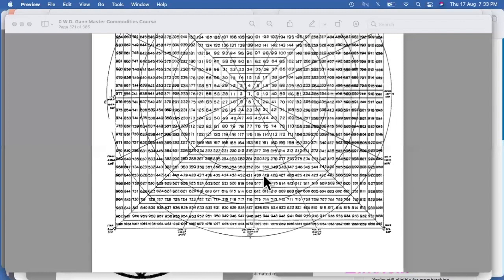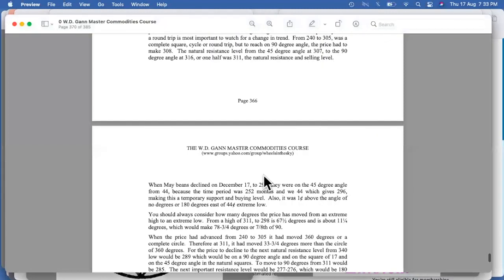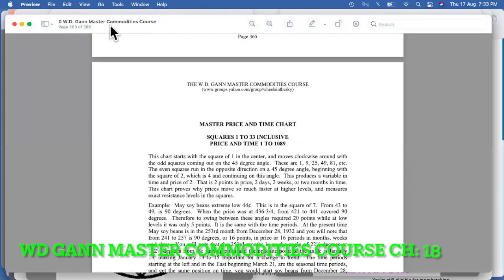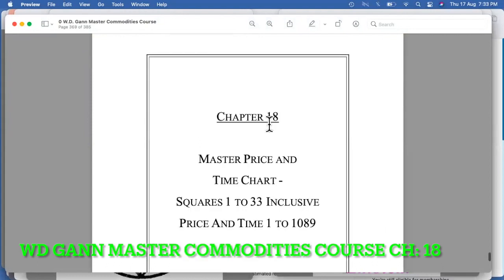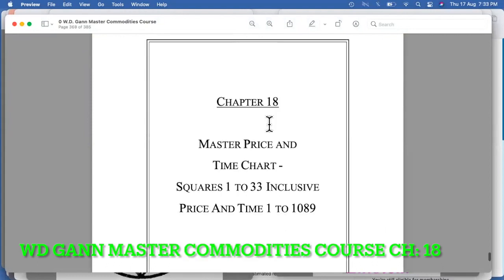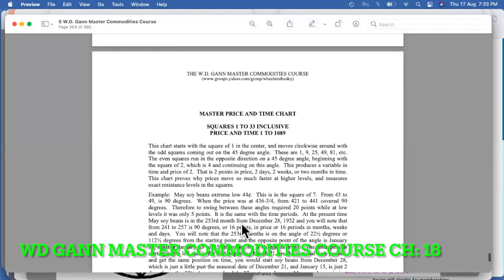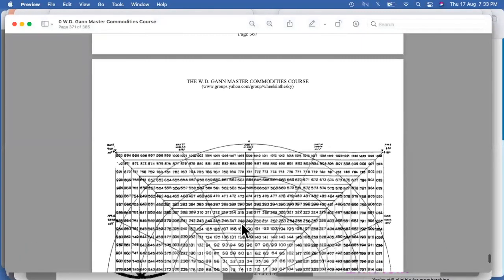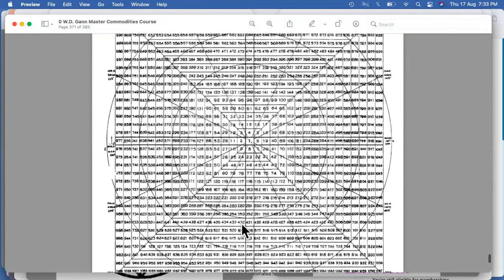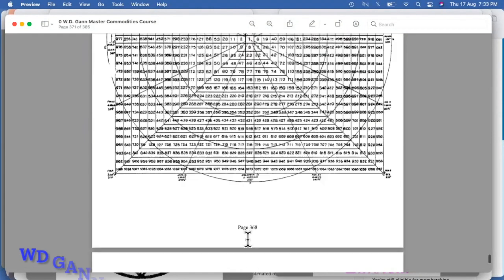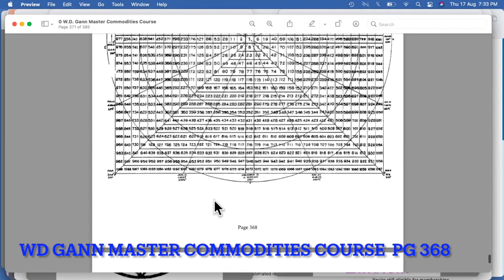So here, the book is WD Gann Master Commodity Course. If you go to this Master Commodity Course and see chapter 18, the page number for chapter 18 is 365. And yes, if we see one of the first pictures, this is not exactly a picture, but the page number is 368. Let's try to go through that and understand this, right?